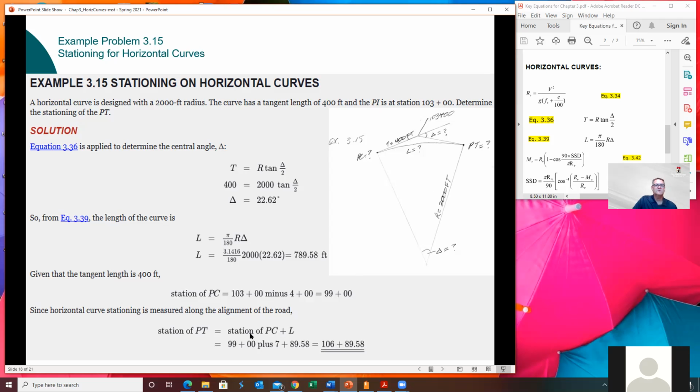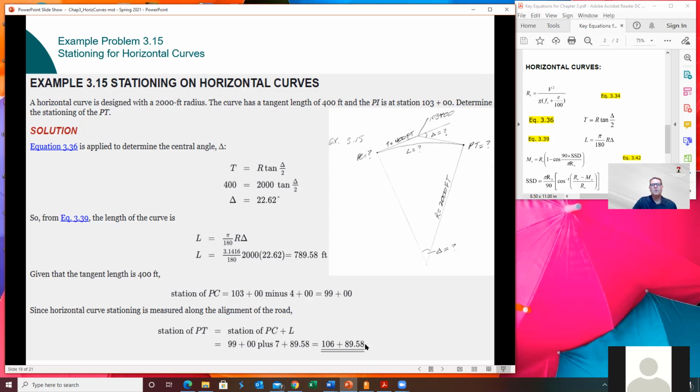Now what you do is you take the station of the PC, you add the length, which you just calculated here, 789.58, to the 99 plus 00, and you end up with the station of the PT being 106 plus 89.58. That's quite a bit different than if you had just added the 400 feet to 103 and called it 107. That's not rounding. That would be incorrect if you had done it that way.